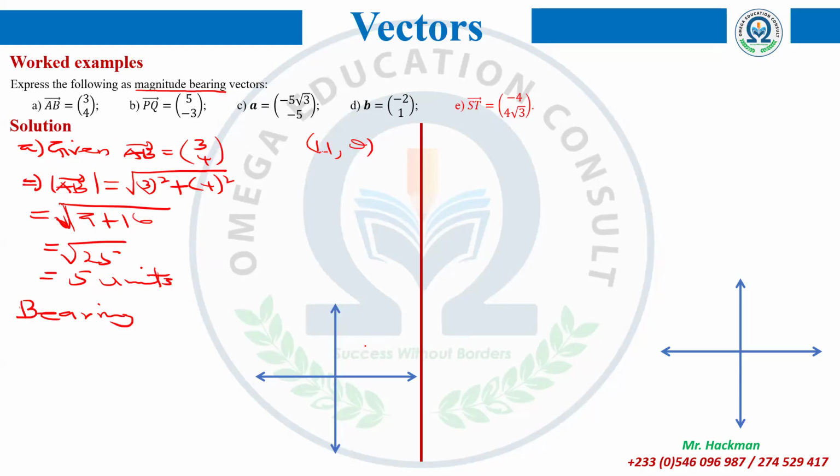So for the bearing, let's look at the nature of the vector. X component is 3, so positive 3. You move positive 3 units on the x axis. So this will be your x axis, your y axis, and your true north. 3 units here. All right, so this will be 3. Then you move 4 units up. Am I right? So it means this will be 4. Yes, please. So from here to here will be what you are referring to as your vector AB.